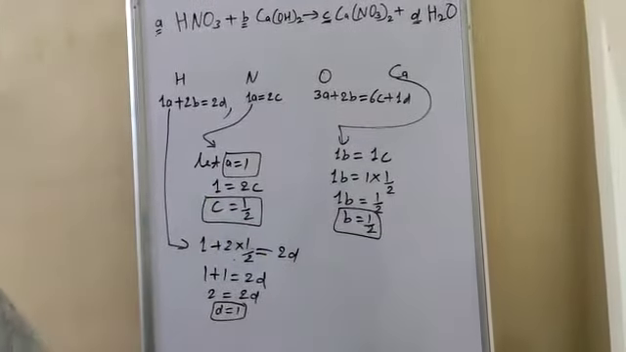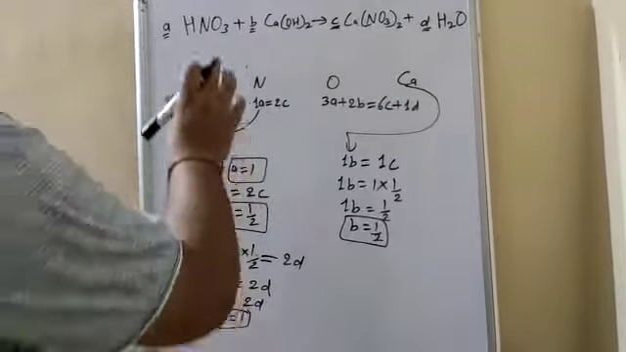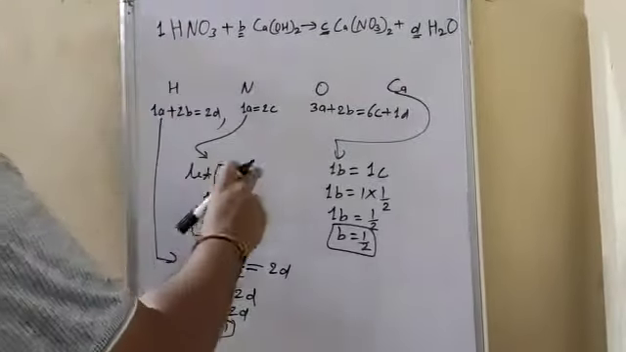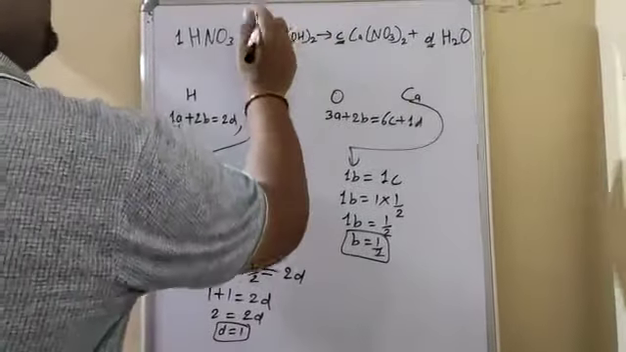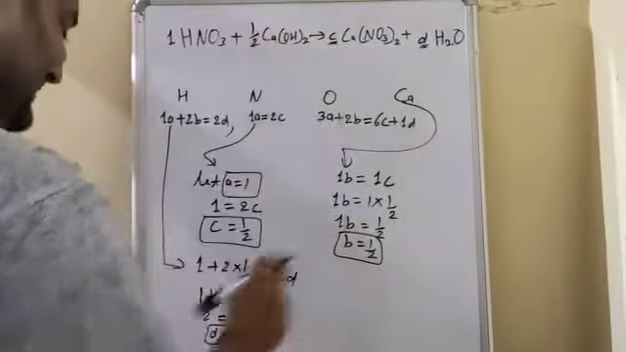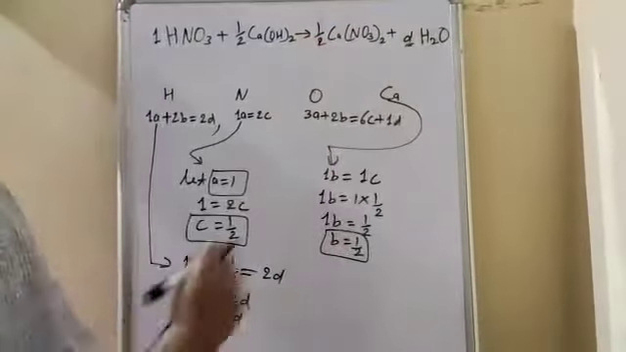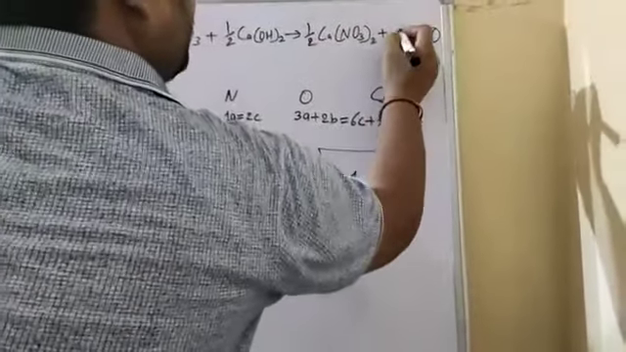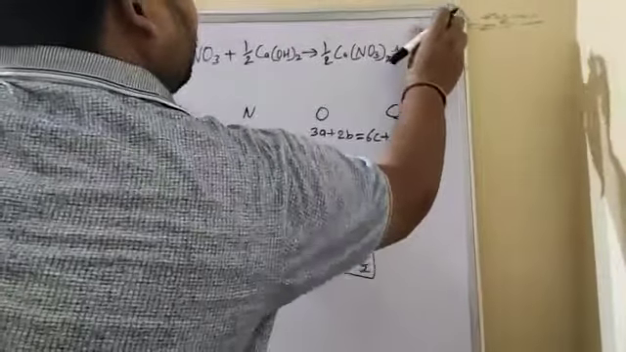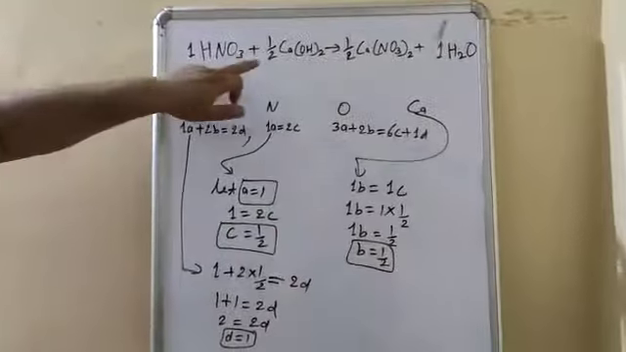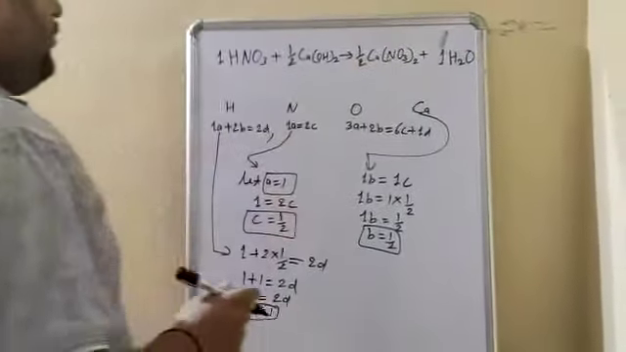equal to half. Now put these values at A, B, C, D. So A is 1, so write here 1. B is half, so write here half. C is half, so put here half, and D is 1, so put here 1. After that, you can say here 1 by 2, 1, 1 by 2, 1 by 2.